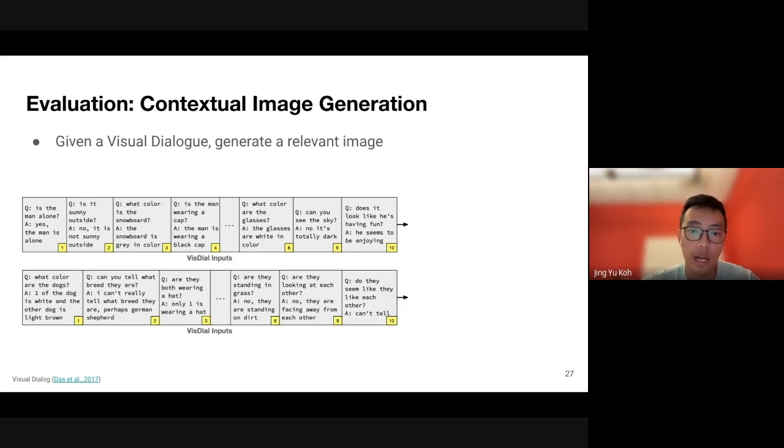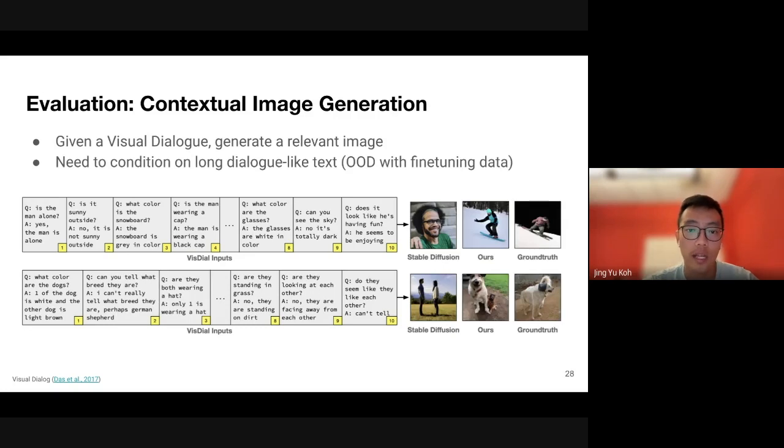This is a difficult task because it requires conditioning on long dialogue-like text that is very out of distribution with the Conceptual Captions 3M image-text data that we fine-tune on. And it requires understanding what they are talking about, because sometimes it's not so direct. It's not just a single image caption that says a white dog next to a brown dog. Usually they are discussing it in more abstract or indirect terms.